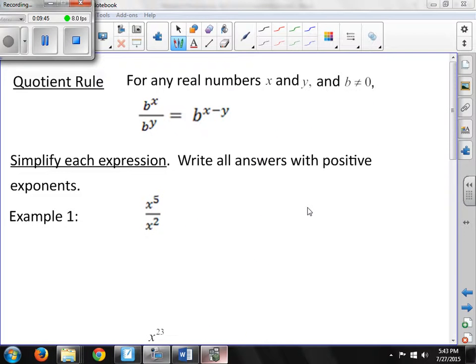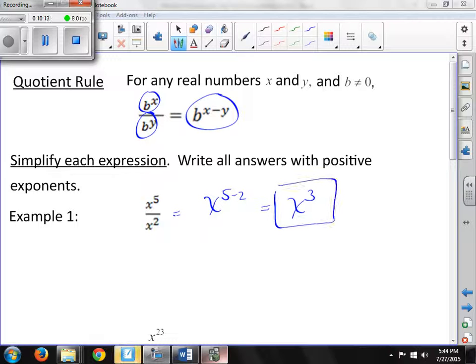All right, let's get the quotient rule. For any real numbers x and y with b not equal to 0, b to the x over b to the y, or dividing, is equal to b to the x minus y. When we divide, we subtract the exponents. So we have x to the 5th divided by x squared, which would give us x to the 5 minus 2, which would give us x to the 3rd.